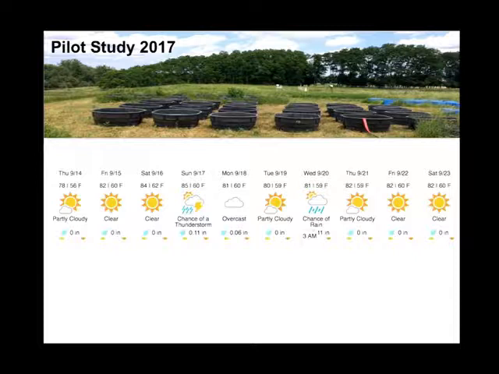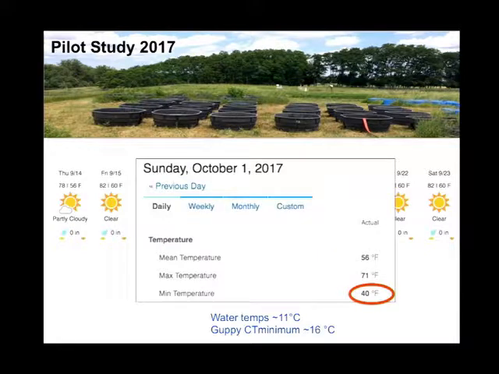But then I woke up one morning feeling a little chilly and like I needed an extra blanket. And then suddenly, I got this pit in my stomach and checked the weather, and it had gotten down to 40 degrees that night. I went out to the pond lab, checked the water temperature, and it had gotten to 11 degrees Celsius, which is about 5 degrees below the known CT minimum for guppies. So that was a bummer.